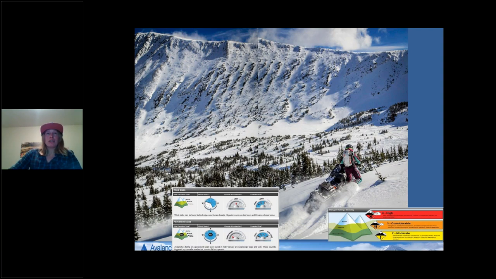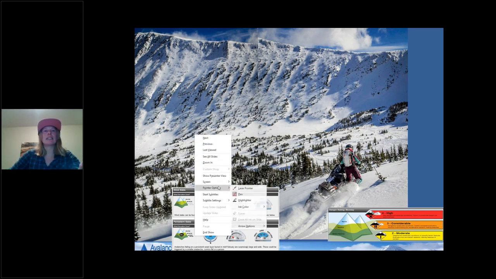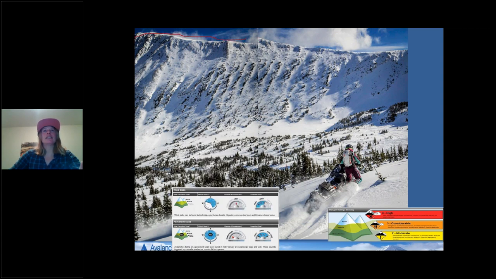So we're looking at some challenging, verging on complex terrain here in the background. If we were to go to this area, I feel like right off the bat I would say no to the Alpine. It's kind of verging on tree line here. I know there's some trees, but I'm going to call it Alpine anyway, it's close enough, right?